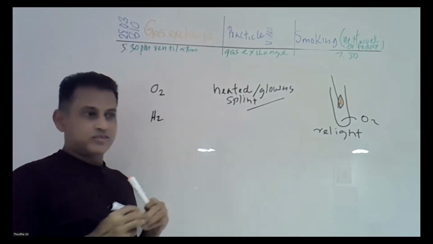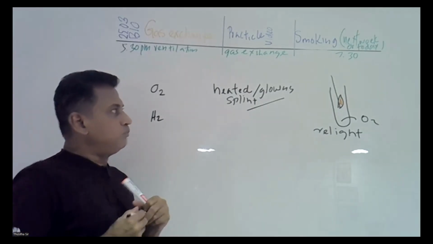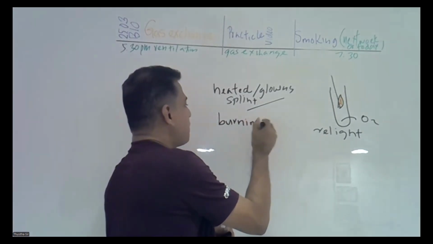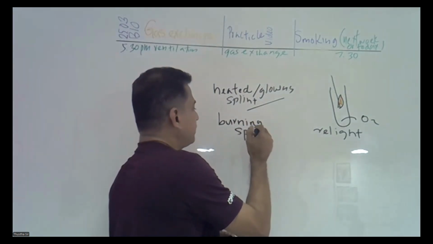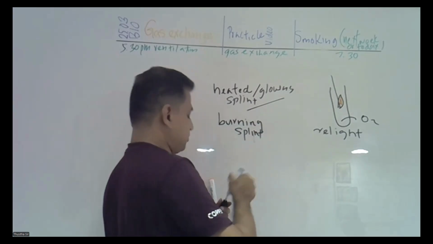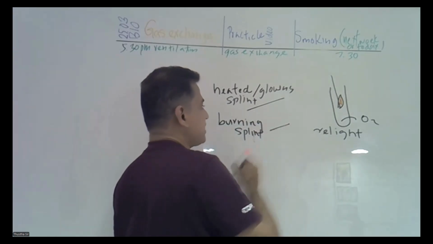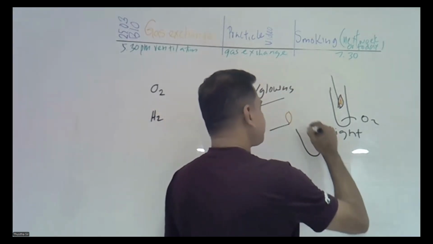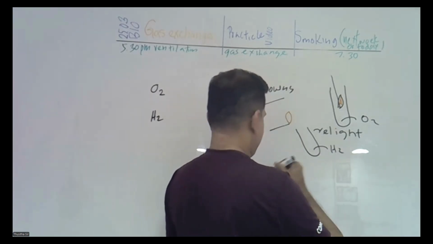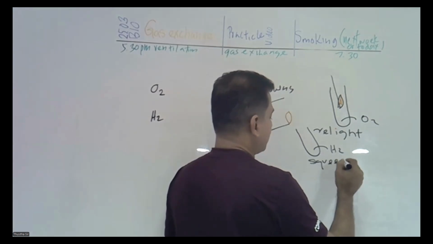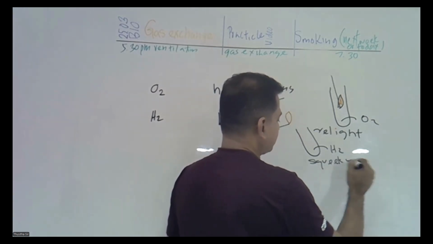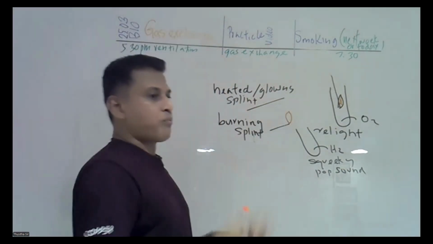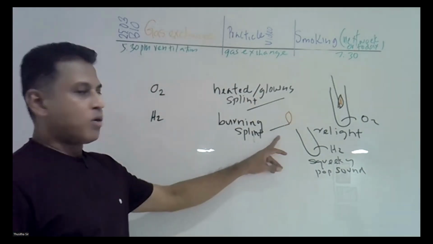Hydrogen. Use a burning splint. Good. The burning splint is like this. You place the burning splint into a hydrogen-containing tube. You get a squeaky pop sound, and it starts to burn with a squeaky pop sound.